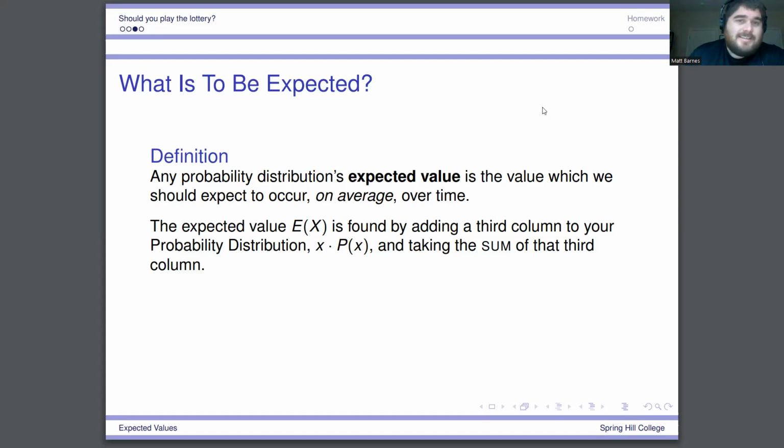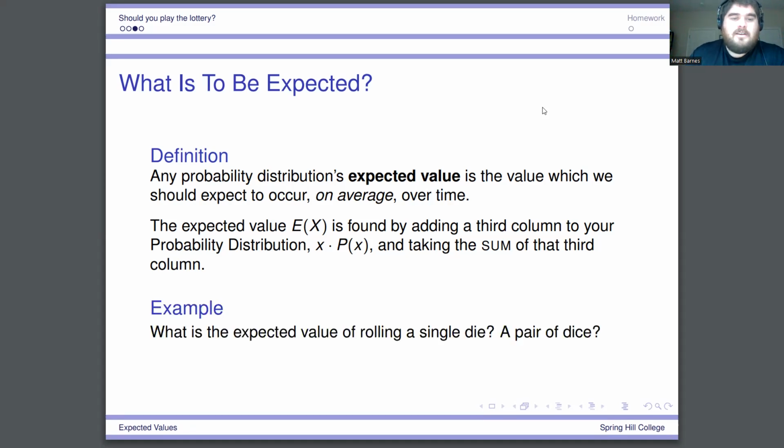So on a 6-sided die, we would take our outcome of 1 times the probability of 1/6. That would give us 1/6. We put that in the next column. 2 times 1/6 gives us 2/6. We put that over here. 3 times 1/6 gives us 3/6. Put that there. You see where I'm going with this, right? And then we add all those up at the end, and that will give us our expected value.